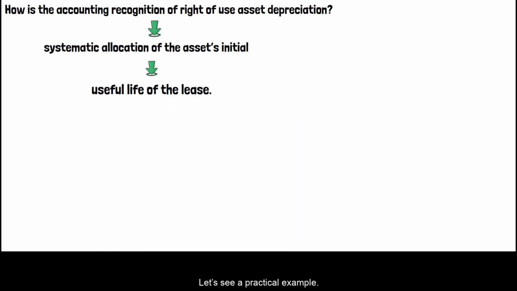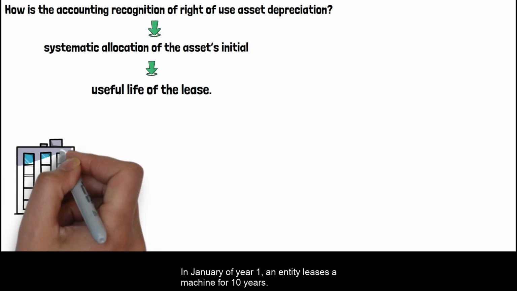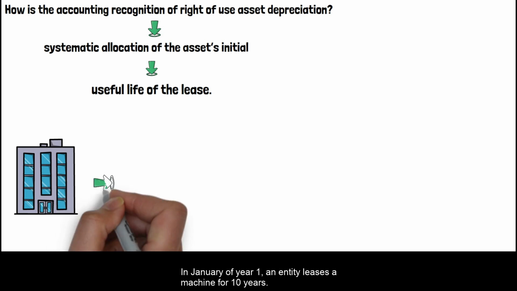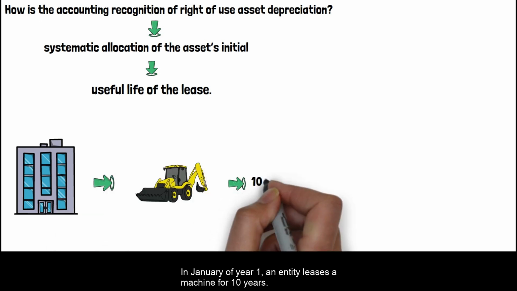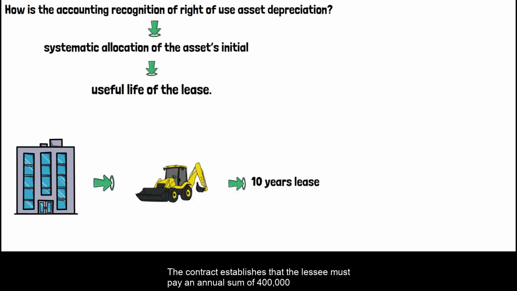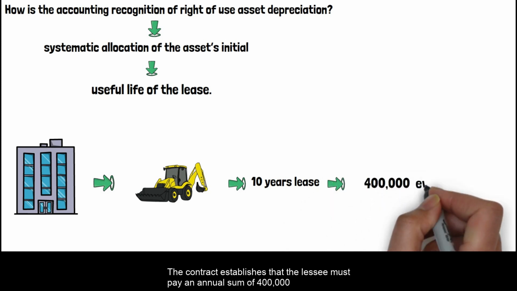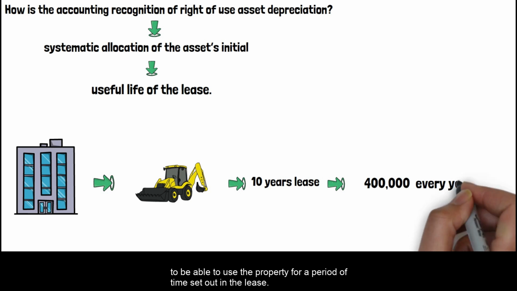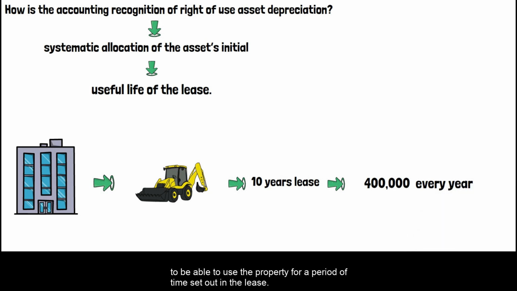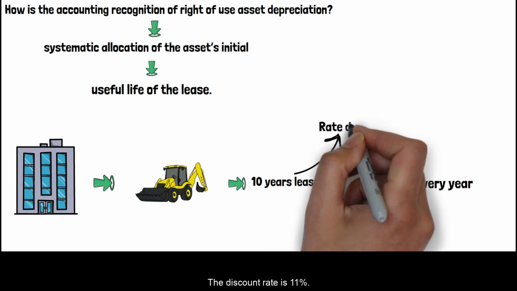Let's see a practical example. In January of year 1, an entity leases a machine for 10 years. The contract establishes that the lessee must pay an annual sum of $400,000 to be able to use the property for a period of time set out in the lease. The discount rate is 11%.